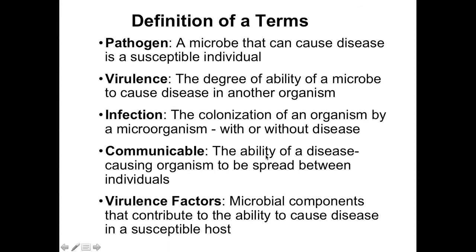Communicable, this is the ability of a disease-causing organism to be spread between individuals. So this is 99% of our pathogenic diseases. They are transmitted communicably. I cough on you, you get it, that kind of thing. And virulence factors, these are the microbial components that contribute to the ability to cause disease in a susceptible host. So these can be things like toxins, really nice fimbriae that attach and make them stickier so that they can stick all over the body, things like that. Things that the microbe has the ability to change to make them more pathogenic.